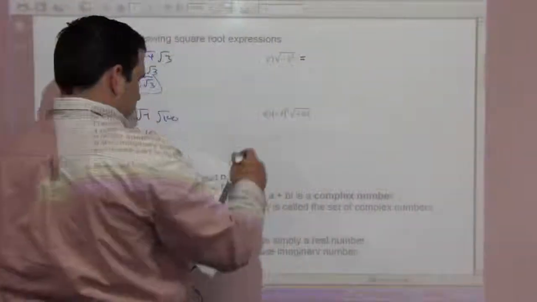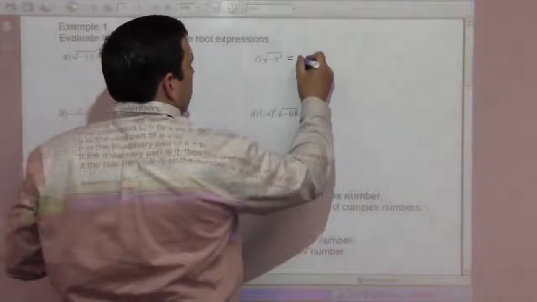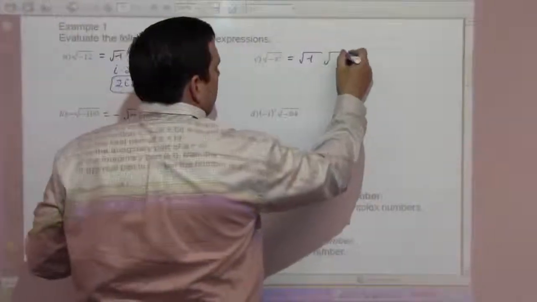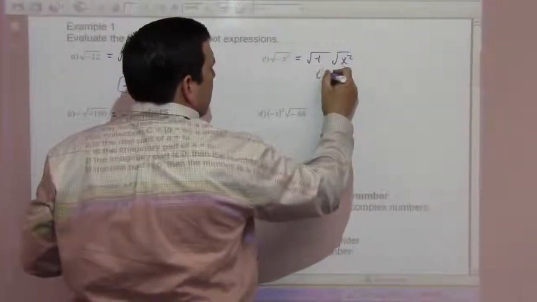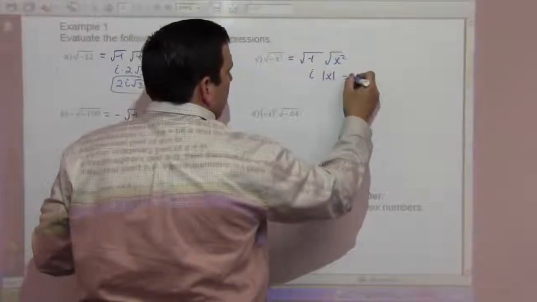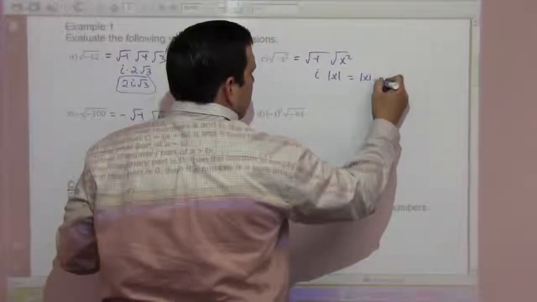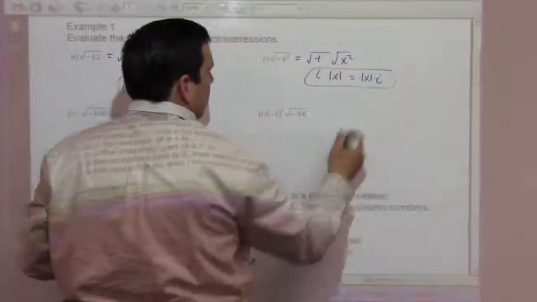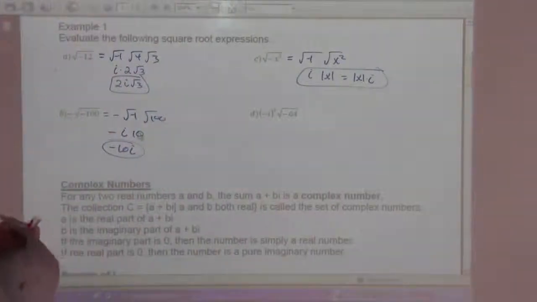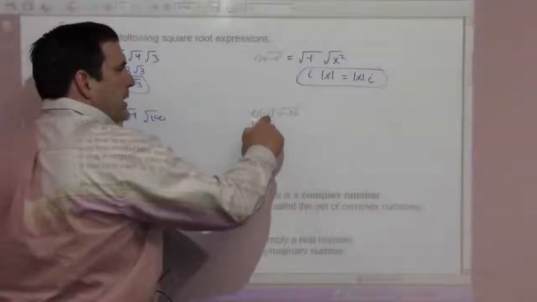For the next one, this would be like saying the square root of negative 1 times the square root of x squared. That's i times the absolute value of x, or the absolute value of x times i. Either one of these.